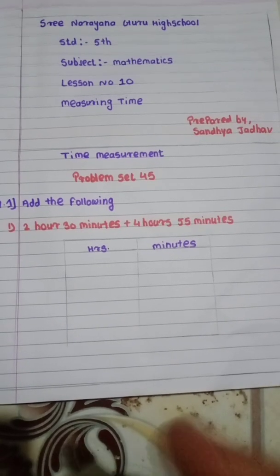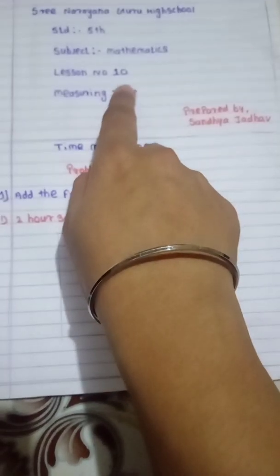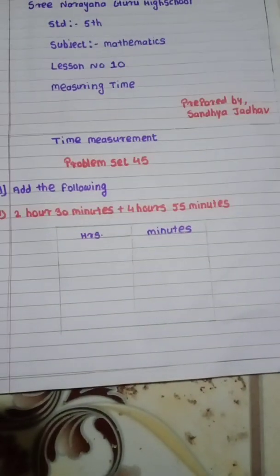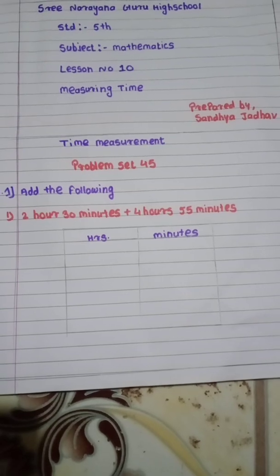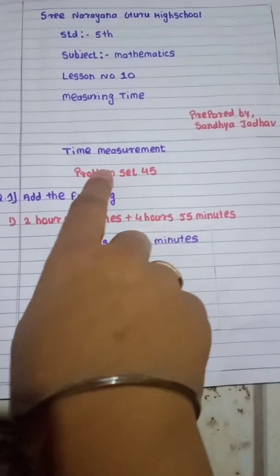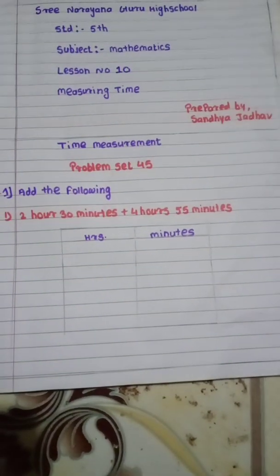Let's start with our mathematics class. We are on lesson number 10. Name of the lesson is measuring time. So let's start. Students, today we are going to do time measurement. Problem set 45. We are going to solve it.